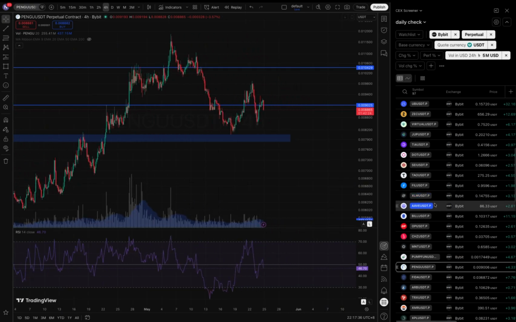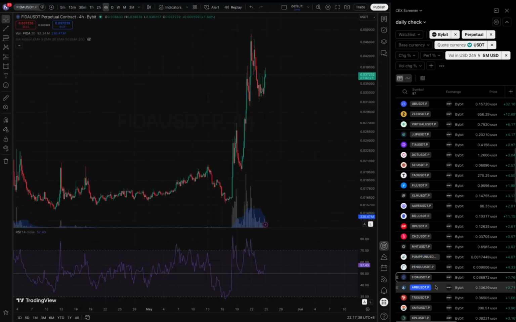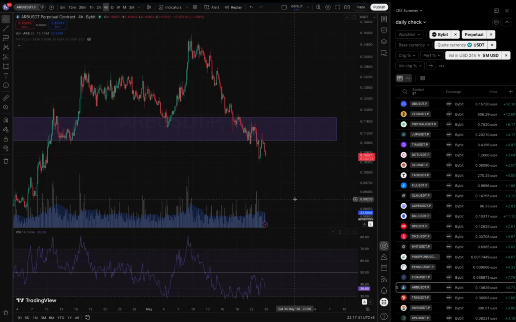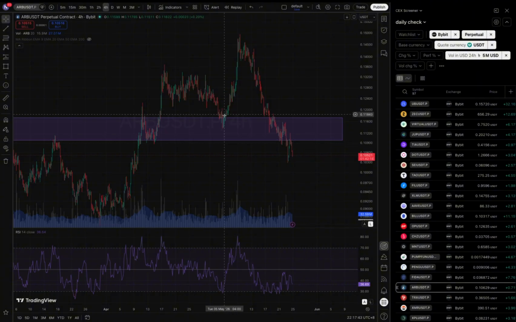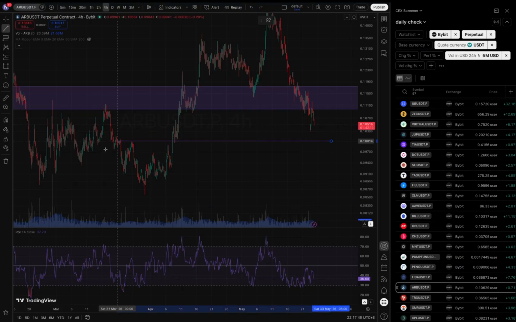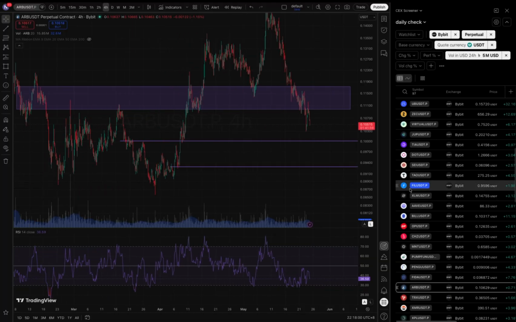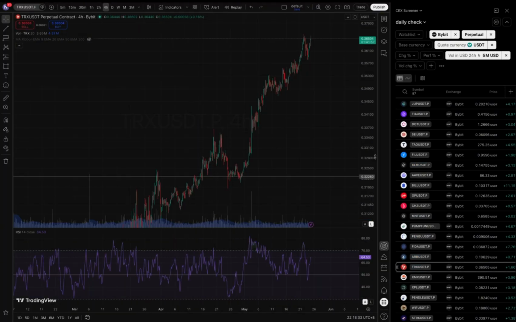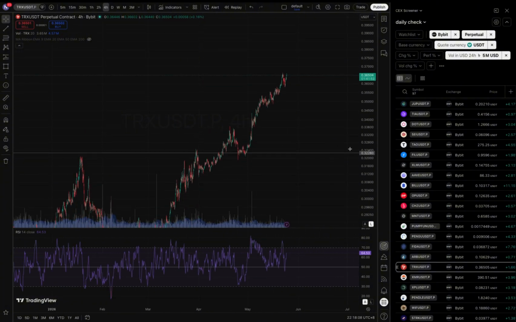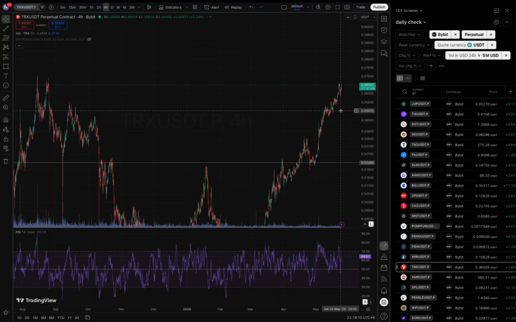Middle of nowhere. What is this? ARB. Area of value. Yeah, it broke through the support here. Broke down, so it might go here. I think here and here. So where do we go from here? Tron, oh yes, beautiful move. Just making new highs every single time, man.